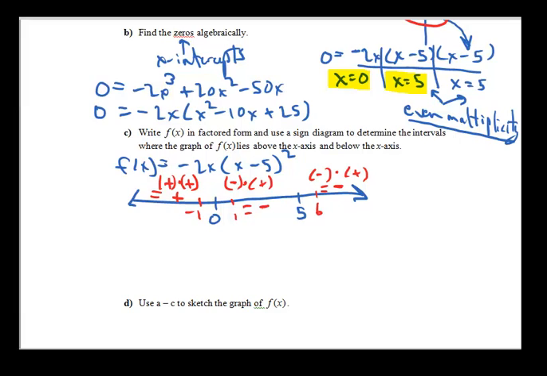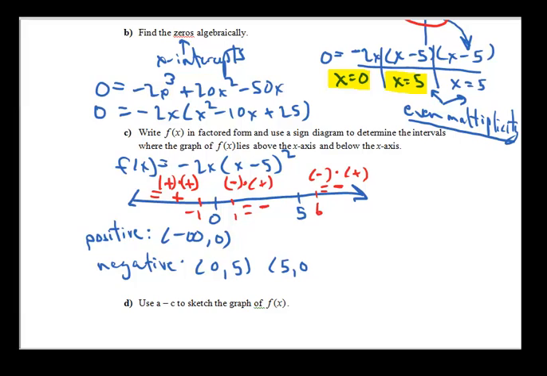So bottom line is, where is f of x positive, or above the x-axis, as they're putting it? It's positive from negative infinity to 0. And where is it negative? Where is it below the x-axis? From 0 to 5, and then again from 5 to infinity. Right? You put that little union sign there between them because it's going to be negative in both those cases.